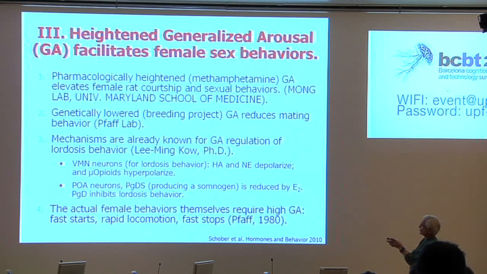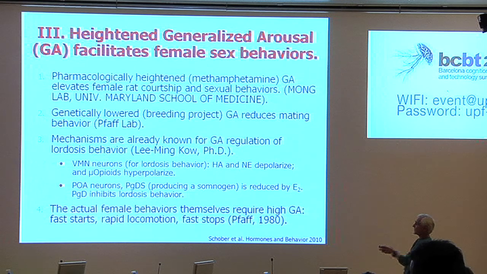Secondly, when we genetically lower generalized arousal, with that breeding project I told you about, we reduce mating behavior. Thirdly, we know exactly how it works. Generalized arousal transmitters, like histamine and norepinephrine, depolarize the neurons which are essential for lordosis behavior. And prostaglandin D, which puts you to sleep, is reduced by estrogen. Prostaglandin D inhibits lordosis behavior. So we know 3 of the mechanisms.